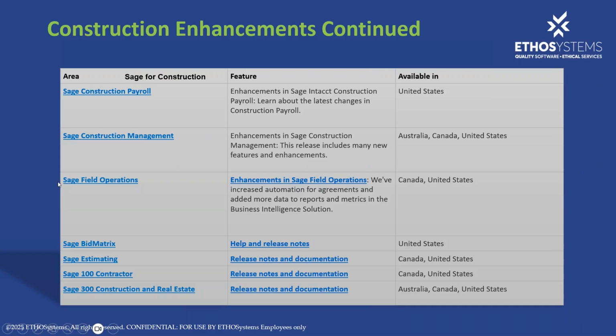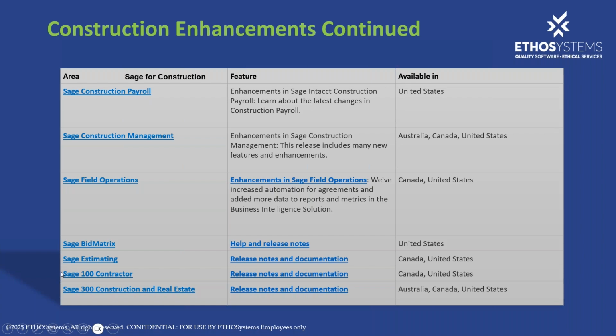Sage Field Operations, they've increased automation for agreements and added more data to reports. We love that. Reporting is so important, right? We want as much detail as possible for that. And metrics in the business intelligence solution. Sage Bid Matrix. Okay, Bid Matrix is doing some things with Sage Construction Management, but also has been known to work with Sage Estimating in the past. If these apply to you, definitely want to get out there and take a look at some of that great information about the new enhancements and performance improvements as well.